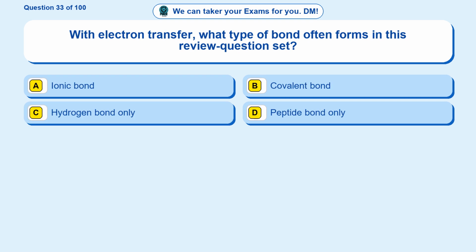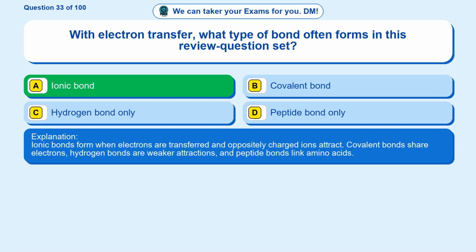Question 33. With electron transfer, what type of bond often forms in this review question set? Option A, ionic bond. Option B, covalent bond. Option C, hydrogen bond only. Option D, peptide bond only. The correct answer is option A. Ionic bond. Ionic bonds form when electrons are transferred and oppositely charged ions attract. Covalent bonds share electrons, hydrogen bonds are weaker attractions, and peptide bonds link amino acids.